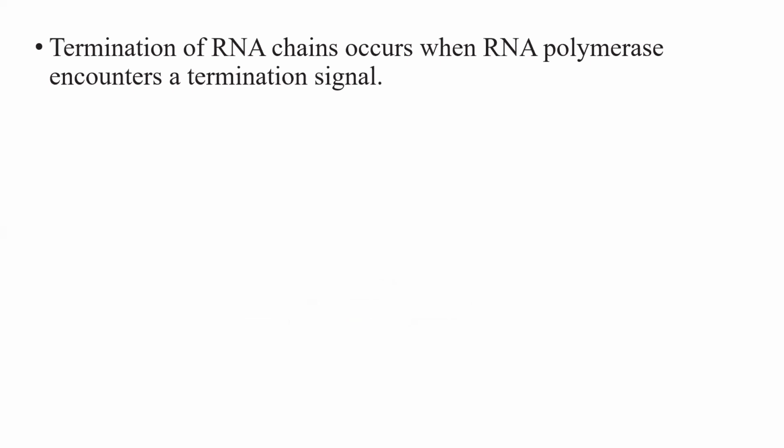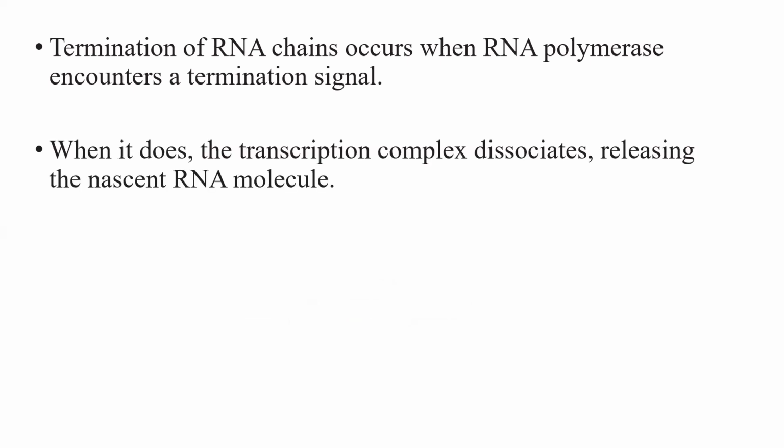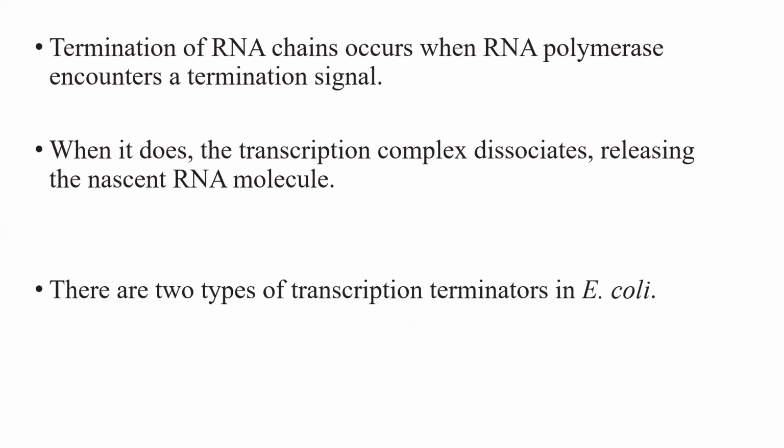Termination of transcription of RNA chains occurs when RNA polymerase encounters a termination signal. And when the RNA polymerase enzyme encounters a termination signal, the transcription complex, this RNA polymerase enzyme, dissociates from the DNA, releasing the nascent RNA molecule, which is the transcript.